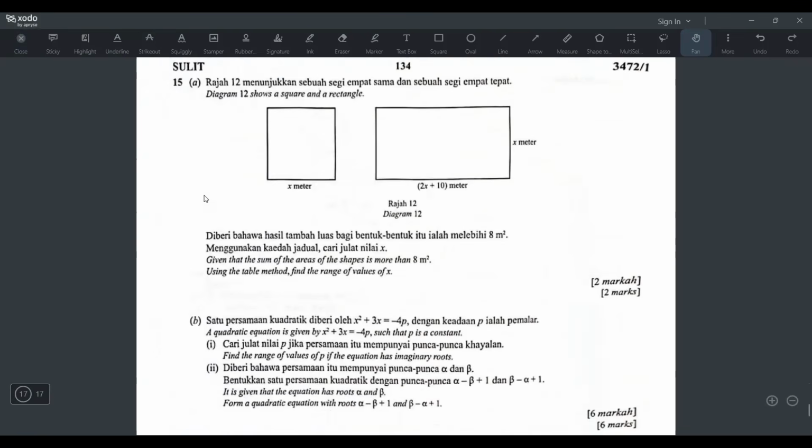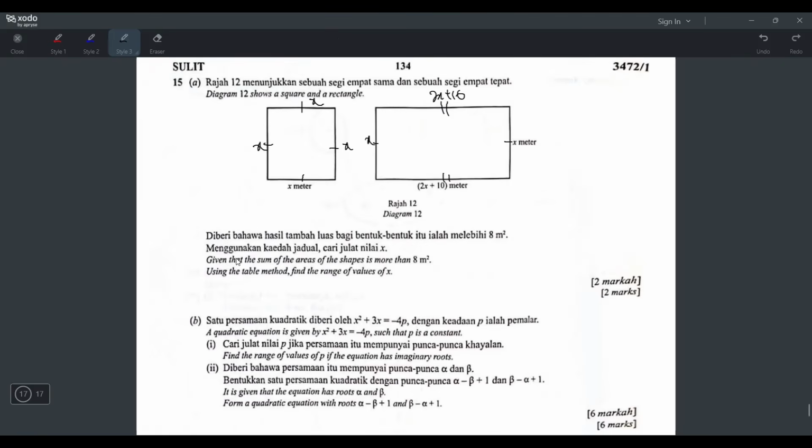Okay, now we are on the last question. Finally, let's finish this. Okay, 15a. Diagram 12 shows a square and rectangle. Square, all four sides same length. Rectangle, only the opposite sides same length. So that means this is x, this is 2x plus 10. And for this, it will be x, x, x, x. And the unit, look at it at the same time. Meter, meter, meter. So everything is in meter.